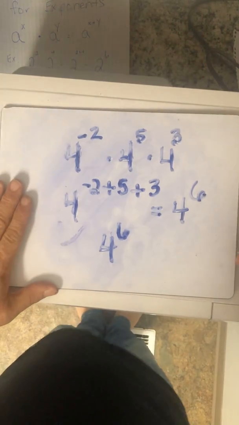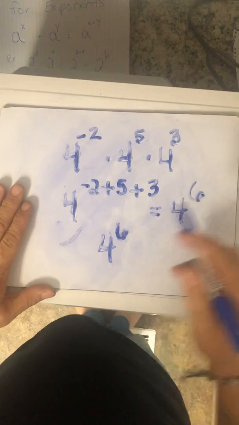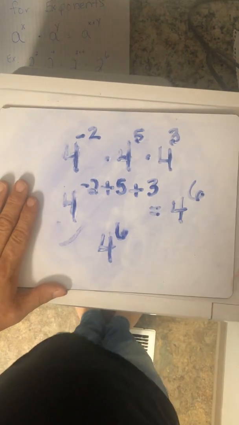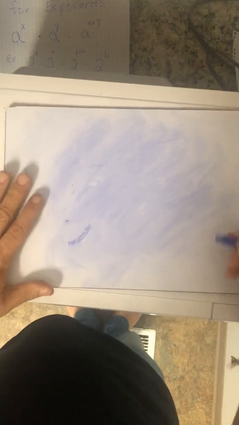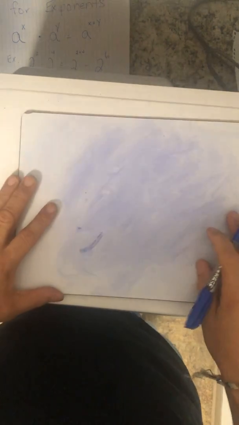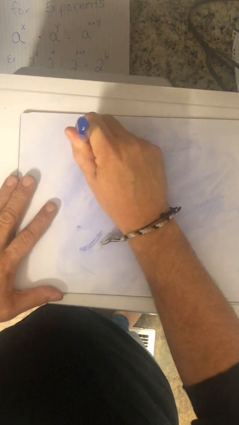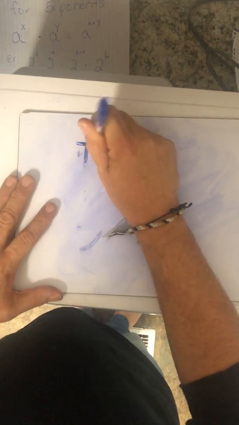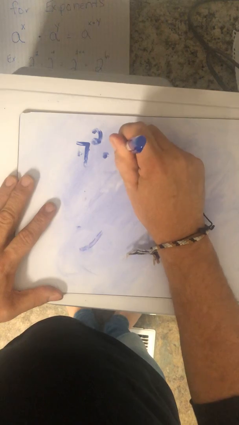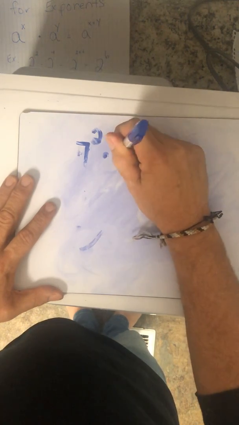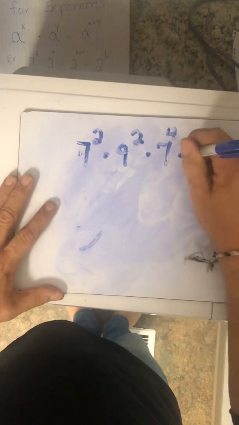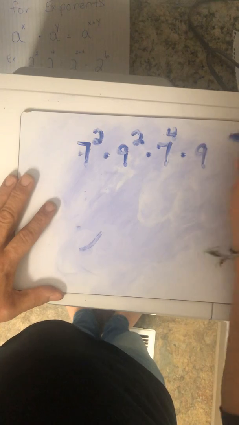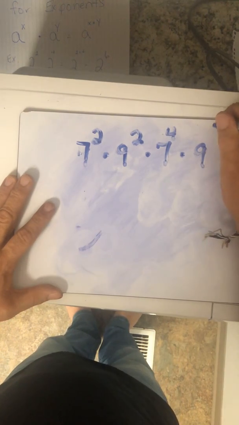I'm going to show you one more quick one. I hope if you paused that you got that right. If you don't understand something or you don't see how we're getting that, please contact me. Let's do one last one real quick. Something you might see is let's say we have 7 to the 2nd times 9 to the 2nd times 7 to the 4th times 9 to the 3rd.